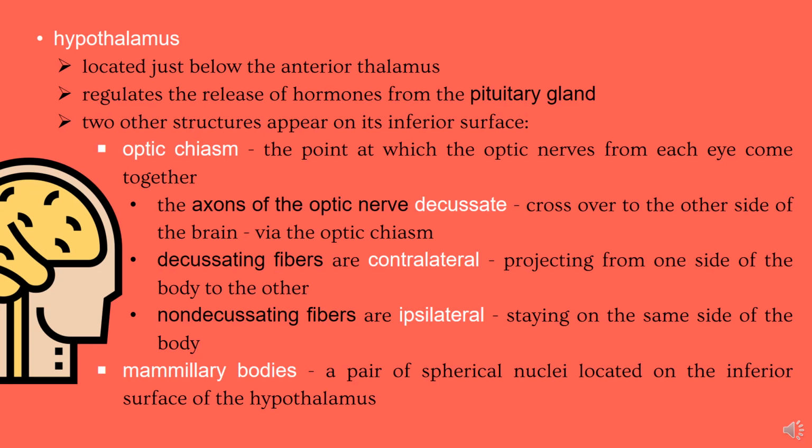The mammillary bodies, which are often considered to be part of the hypothalamus, are a pair of spherical nuclei located on the inferior surface of the hypothalamus, just behind the pituitary gland.